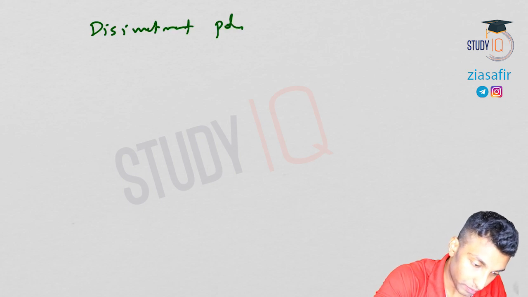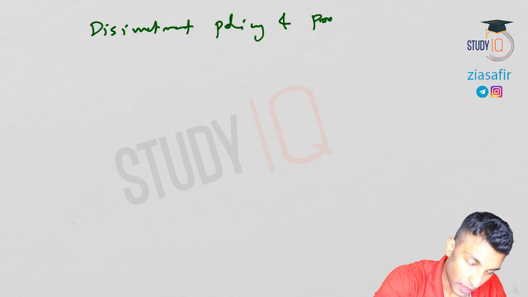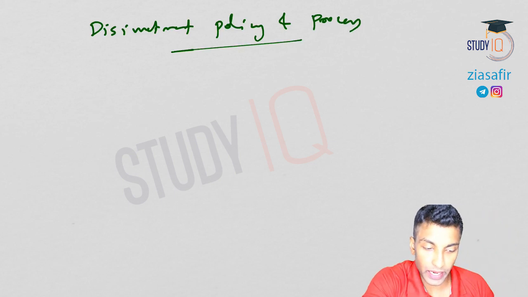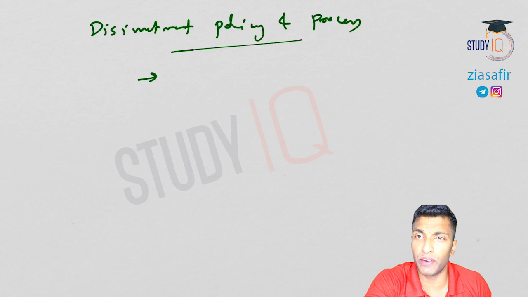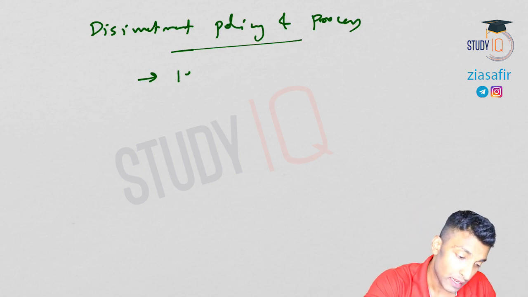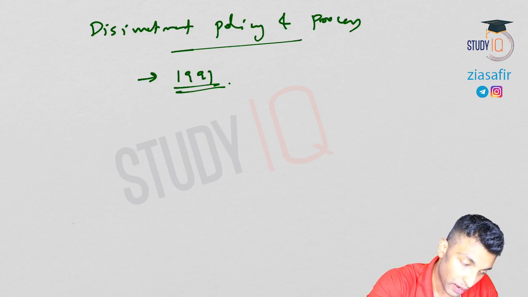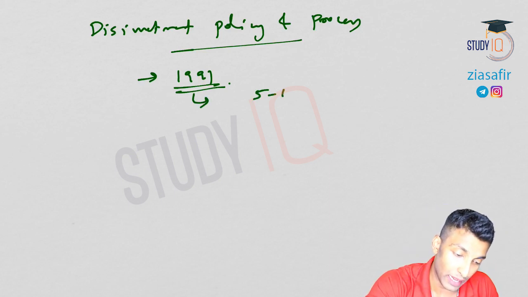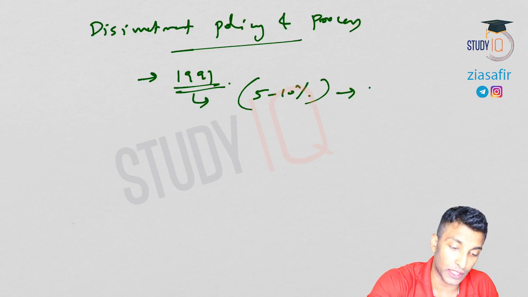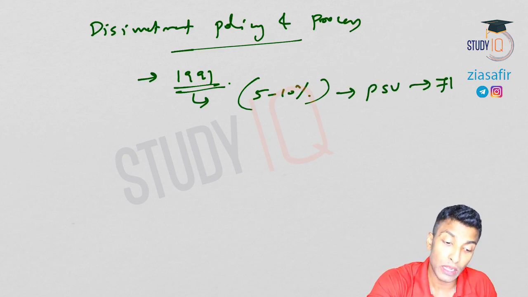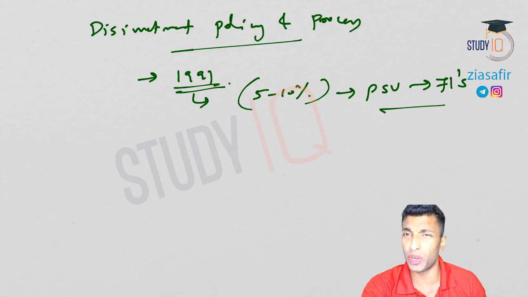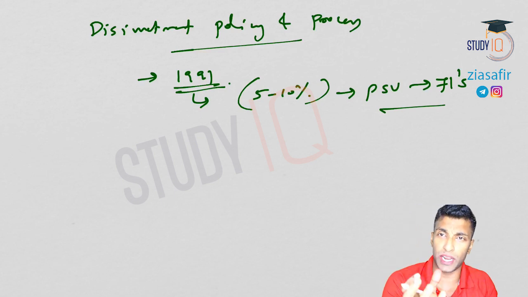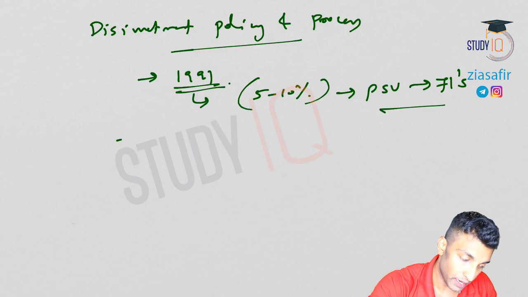So disinvestment policy and process actually initiated in 1991 when we discussed the new industrial policy 1991. I have told you this point. Disinvestment is one of the most important aspects that we discussed over there. So it actually initiated in 1991. Minority shares were sold to the financial institutions, like 5 to 10% of the shares of PSUs were sold to the financial institutions.